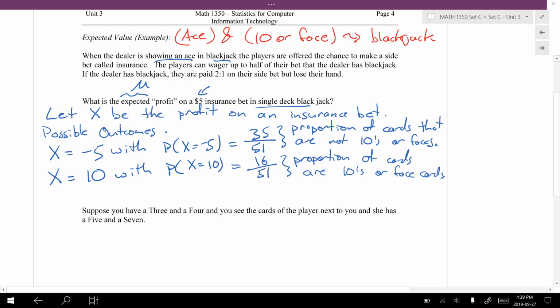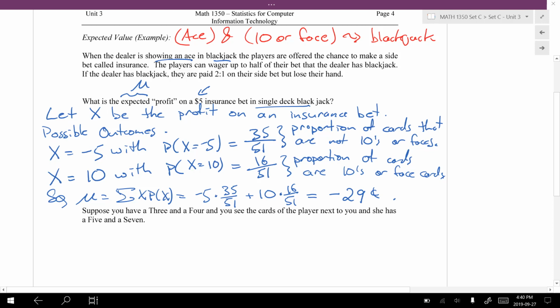So we can compute the mean by taking the sum of the product of the x's with the p of x's. There's only 2 here, so it's not so maddening. Plus 10 times the second probability, 16 over 51. If you crunch that out, it comes out to a big minus 29 cents.